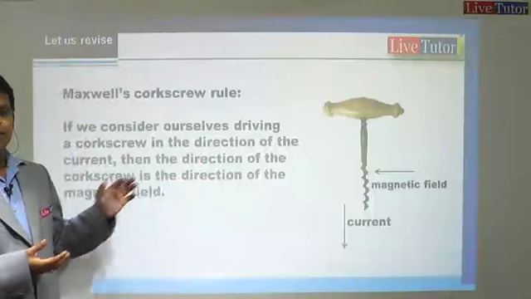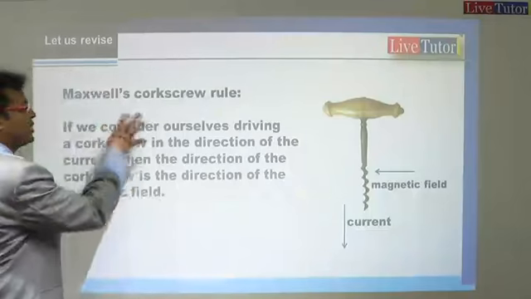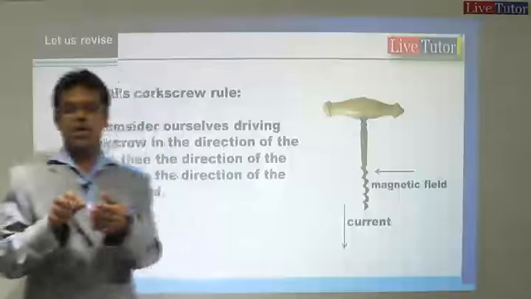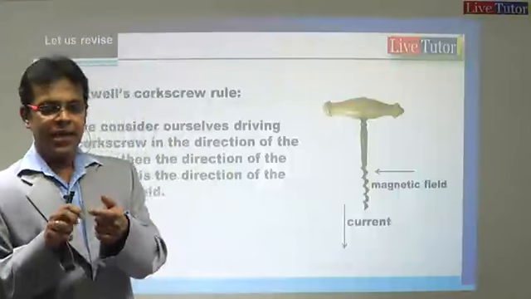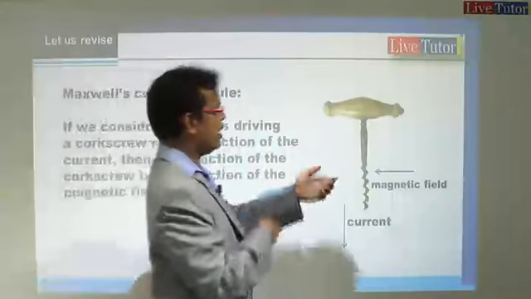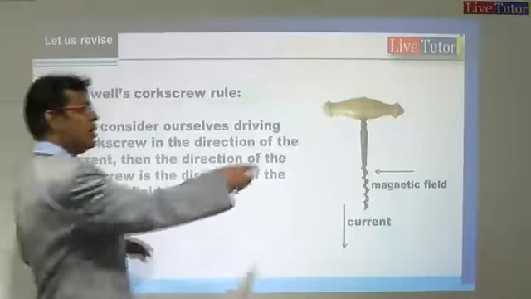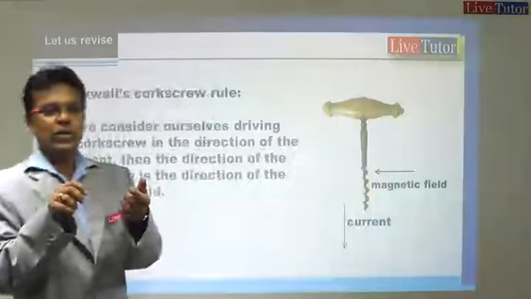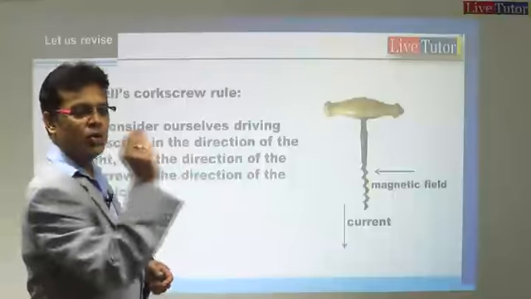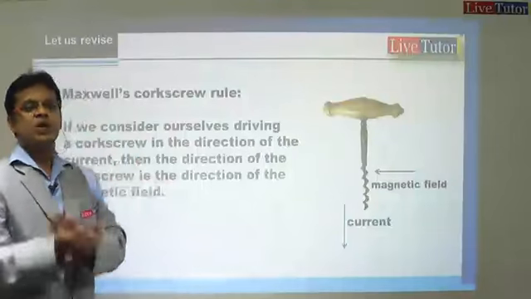This is otherwise called the Maxwell's corkscrew rule. Though it is given as a note for you, in 12th standard you will be studying it as the Maxwell's corkscrew rule only. A corkscrew is like a screwdriver: how will you drive a screw into the wall? You can hold a screwdriver, and if you start rotating it, it will advance. As you turn the screwdriver, the screw advances inside. Using that concept, they have defined the direction of the magnetic field.